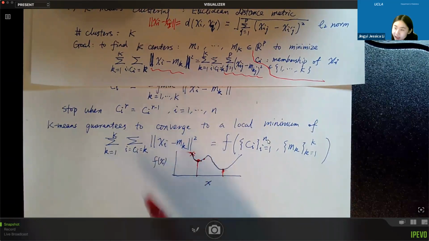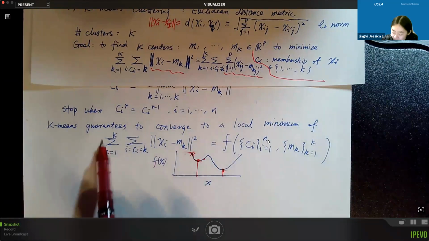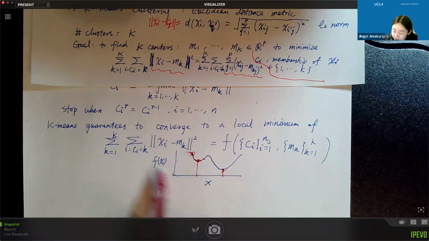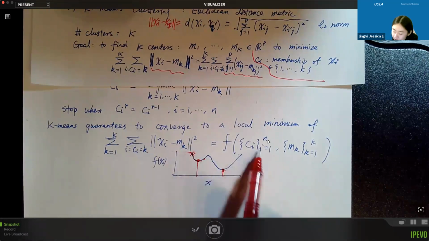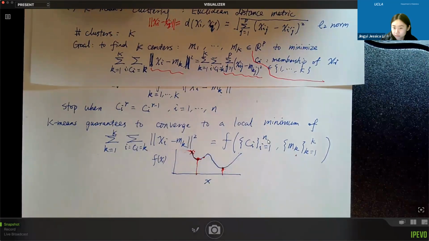And then let's say we have 10 random initializations, we can calculate 10 values of the objective function after convergence. And we will pick the value that's the minimum across the 10 values. And then for the minimum value, we find its corresponding assignment and centers. That will be the result we report.